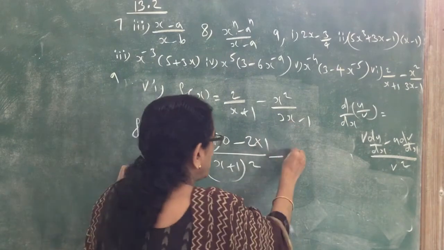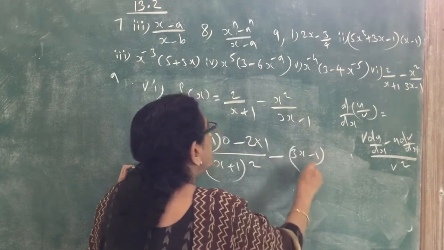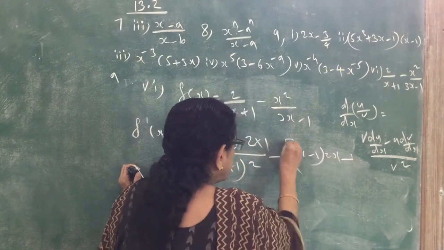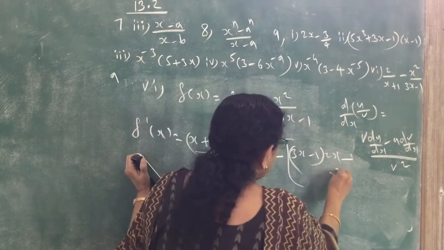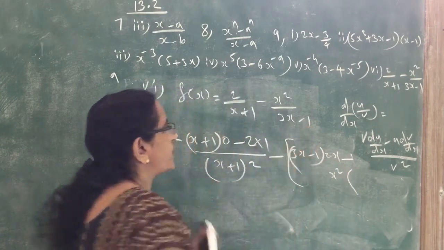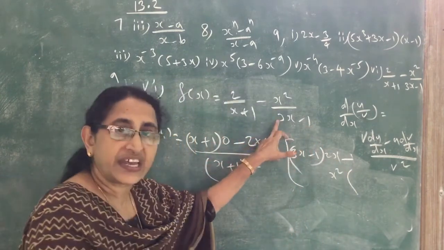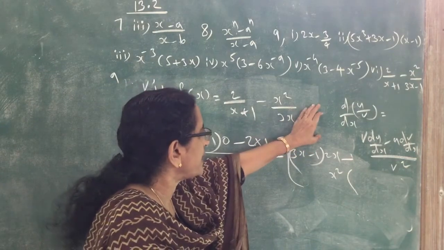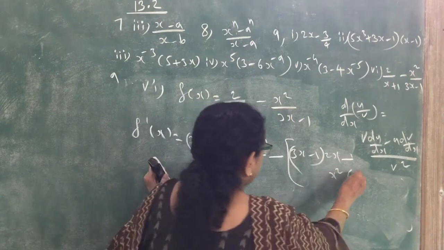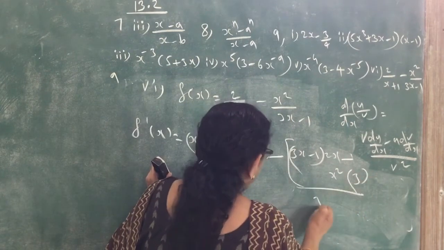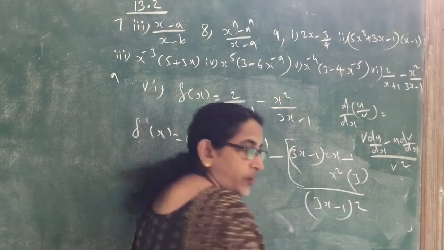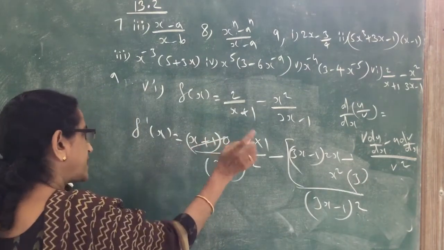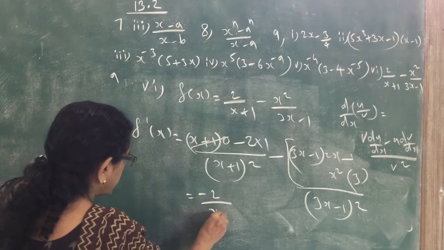Minus, here again you have to apply the quotient rule. Denominator, 3x minus 1, into the derivative of x square, that is 2x, then minus x square, the numerator, into the derivative of 3x minus 1. We know the derivative of 3x is 3 into the derivative of x, 1, so 3 into 1, 3. Then the derivative of minus 1 is 0. So only 3 remains. Whole divided by denominator square, 3x minus 1 whole square. When we simplify, the first term becomes 0, so minus 2 by x plus 1 whole square.